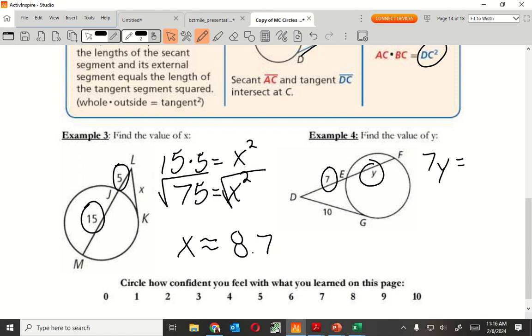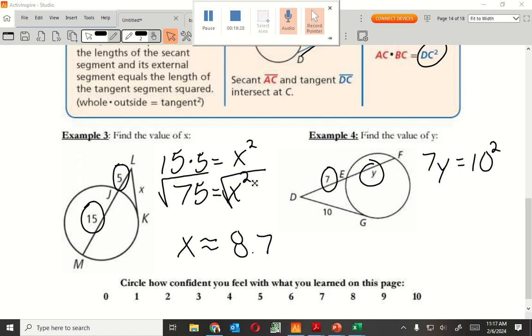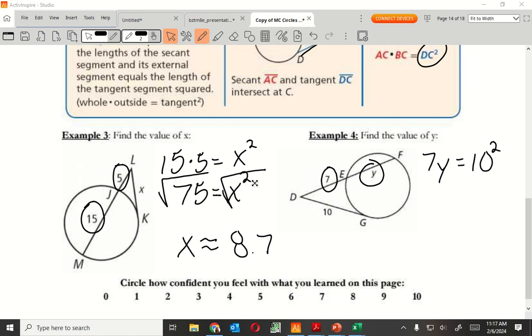10 squared. What is 10 squared? It is 100. What's going on? Okay, so since they had to come in here to help you guys answer this, you need some recovery here. What is 10 squared? 100. 10 times 10 is going to give me 100. 7y is equal to 100, right?